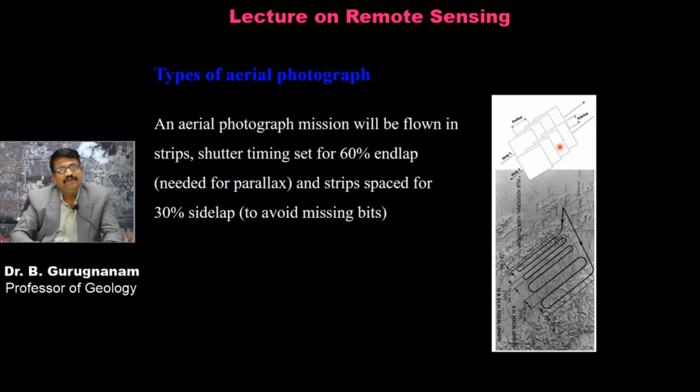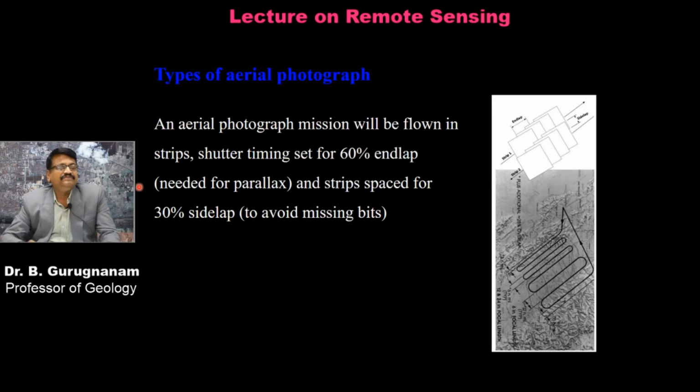You need to have overlap, and you need to have side lap. There are two things. So this photograph will have 60% overlap. Why are you going for overlapping? So that you can generate 3D information, not only 2D information. You also need side lap to cover the whole area. They have set the shutter timing for 60% overlap, and the strip spacing is set for 30% side lap. So this is very important.